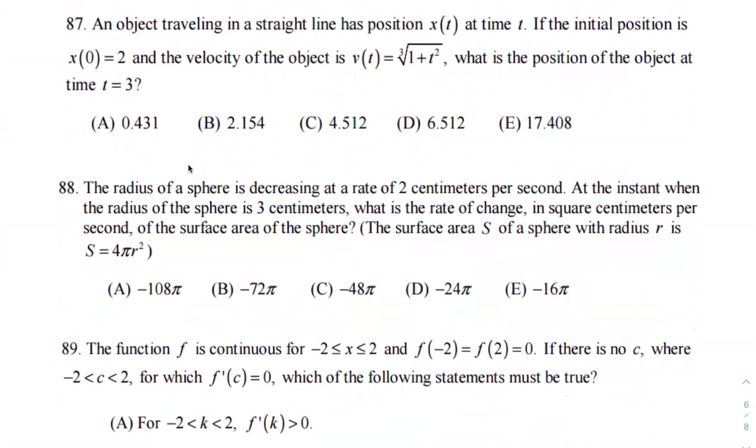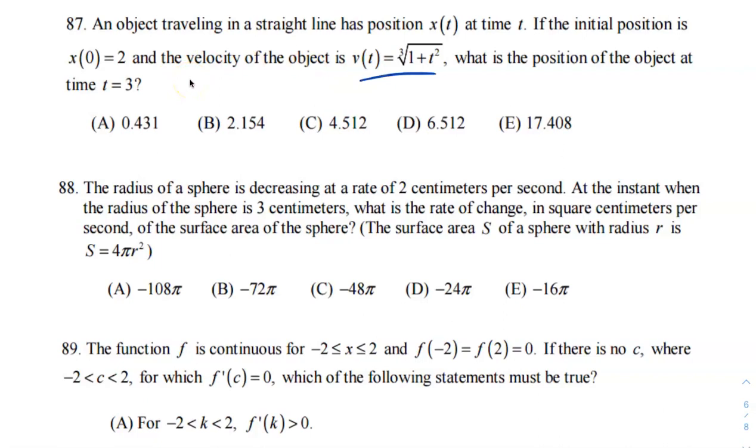87. An object traveling in a straight line has position x(t) at time t. Its initial position is x(0) = 2, and the velocity of the object is this. What's the position of the object at t = 3? So it's actually very similar to the one we had earlier, where they give you the derivative and they want you to find the initial function, right?